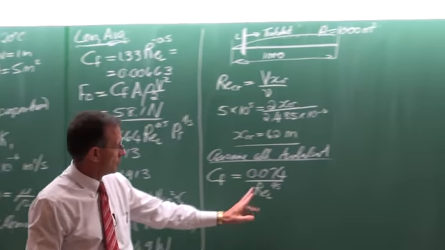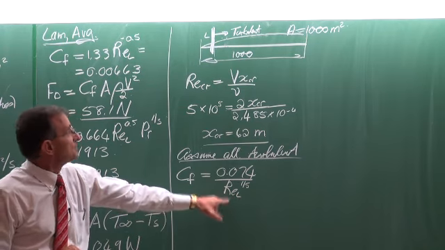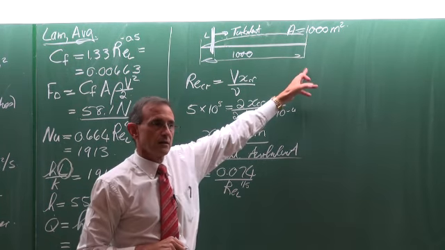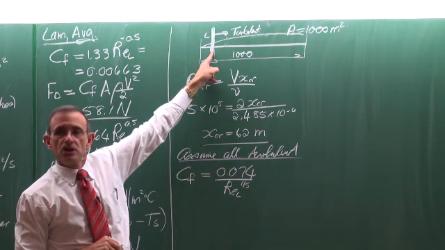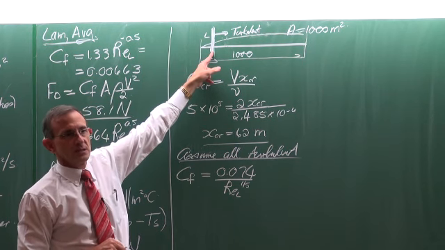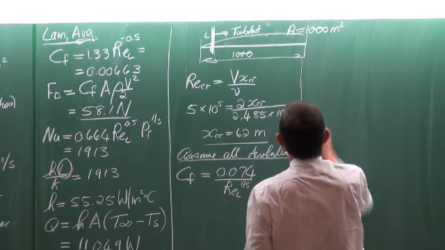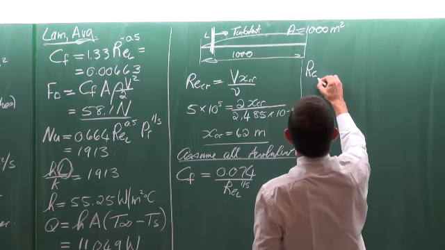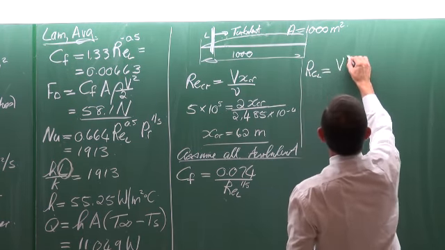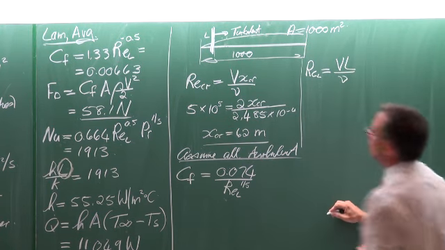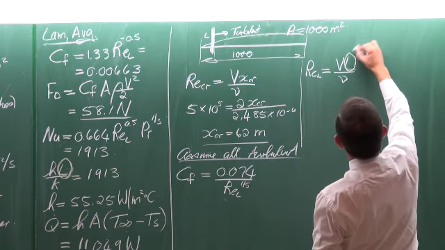Right. You're awake. This Reynolds number is the Reynolds number based on the total length. The critical Reynolds number is the Reynolds number at that position there, at 62 meters. So we also need to determine the Reynolds number at 1,000 meters, which would then be equal to the velocity times L divided by the kinematic viscosity, and now L is 1,000.